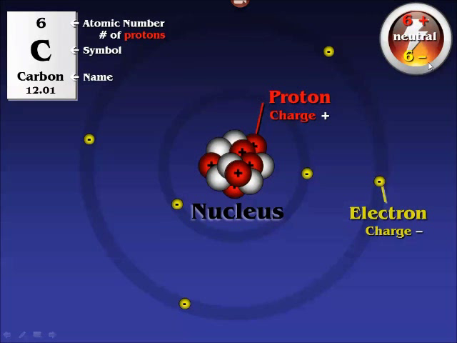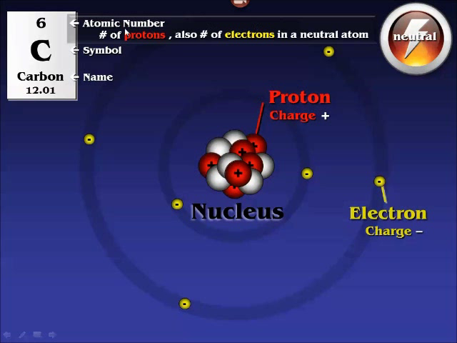That's 6 electrons. So if 6 protons, 6 electrons, they essentially will cancel each other out and make the overall net charge of the atom neutral. So 6 protons, 6 electrons. The atomic number tells you the number of protons. It also is going to be the number of electrons in a neutral atom. Pretty simple. Simple so far, right?